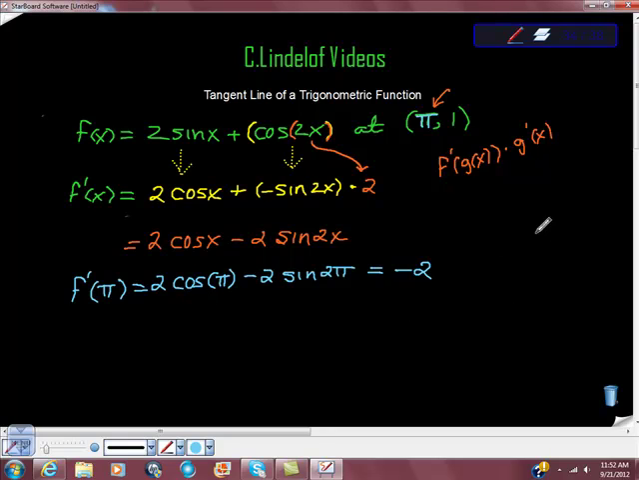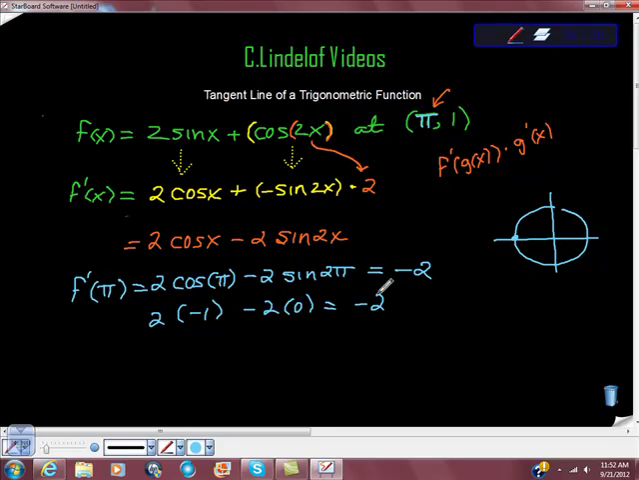Because look, here's pi. Look, this is where we are. I'm not trying to make this more difficult than it is. Here's the unit circle. We're at pi. What's cosine of pi? Negative 1. So this is 2 times negative 1, right? Minus, what's sine of 2 pi? 0. Okay? Everybody's good? Good work.